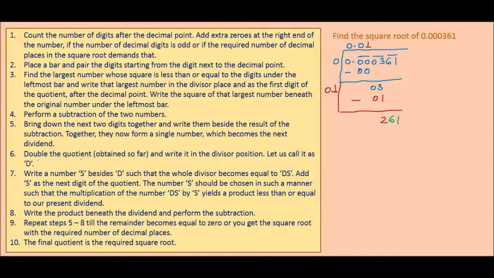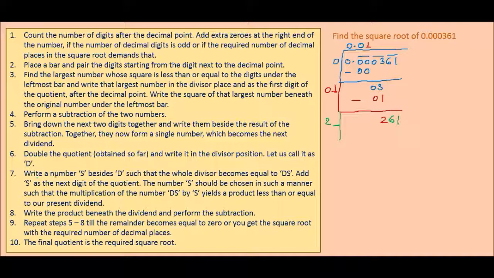Rule number 6: Double the quotient obtained so far. The quotient obtained so far is 1. Doubling 1, we get 2 and write it in the divisor position. Since this is the dividend, the divisor position will be over here and we will write 2. Let us call it D equal to 2 in this case, and we have to put another number over here. That will be our S.